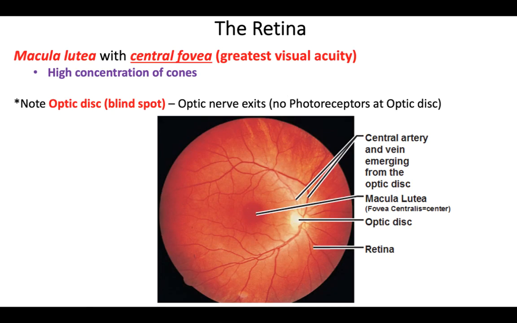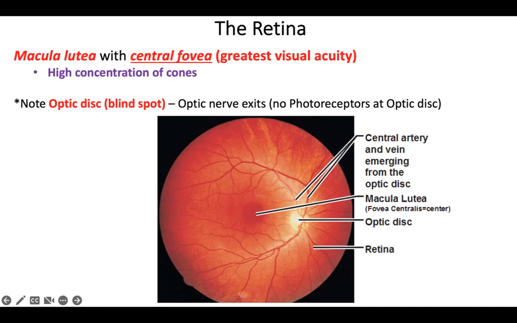This is what the retina would look like if you shined a light in someone's eye and looked in there. We would be able to see the central part of the retina known as the macula lutea. And then within that macula lutea is the best part of your retina. It's called the central fovea. The central fovea contains your highest concentration of cones.